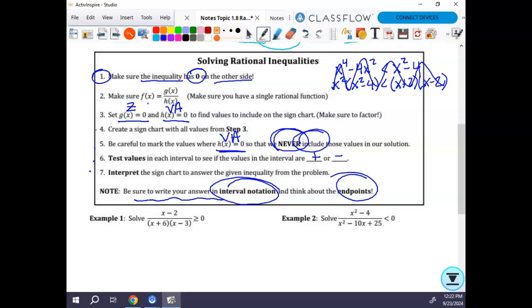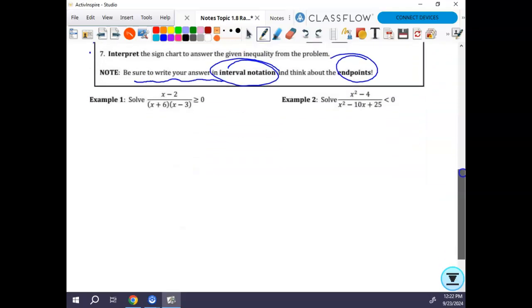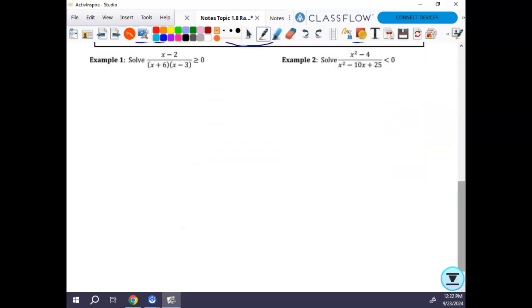All right. So let's look at example 1 here. All right, so I got 0 on one side. I'm good to go. Then I need to factor it. It's already all factored, and I can't reduce anything. But what I can look at here is I can find my zeros. I have a 0 at x equals what? 2. Yes, from the numerator. And then my vertical asymptotes.